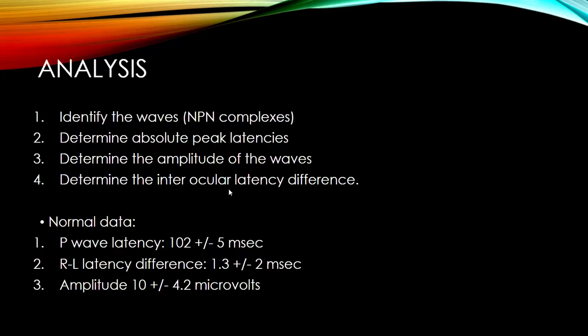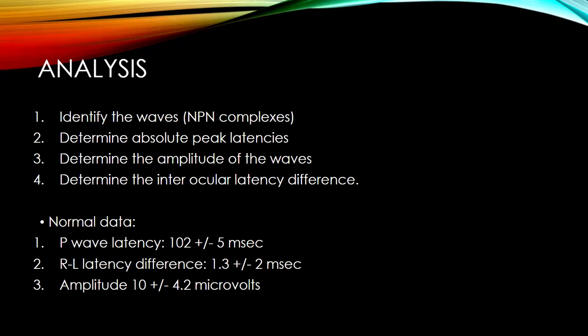So how do we analyze this VEP? We identify the waves, then determine the absolute peak latencies and the amplitude of the waves, and then determine the interocular latency difference. Coming to normative data, P100 latency is somewhere around 102 plus or minus 5 milliseconds. So 97 to 107 milliseconds is the range for P100 latencies.